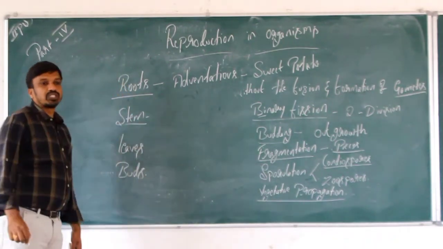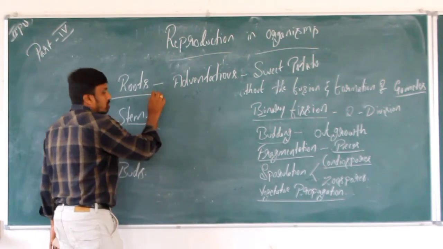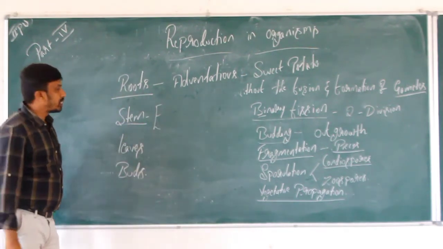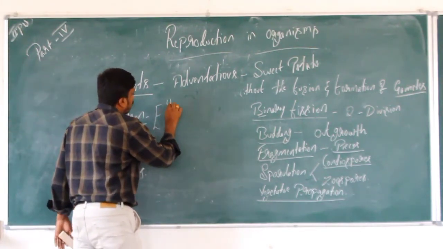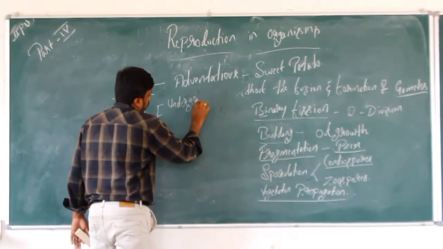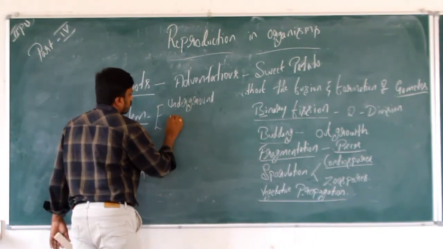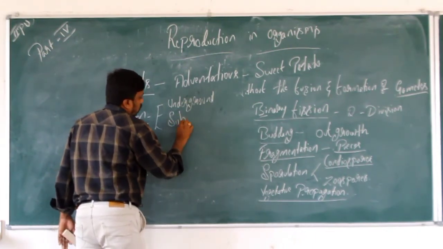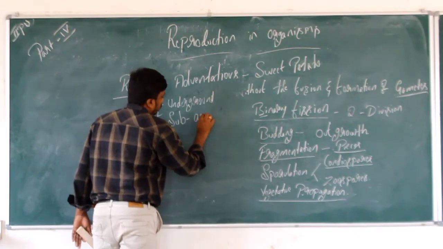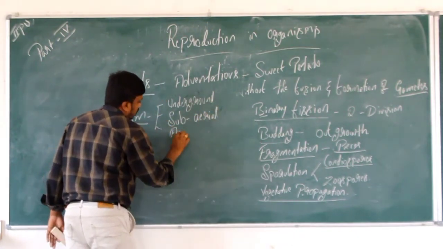Next, stem. Vegetative propagation by stem. The stem is of three types: one is underground, next subaerial, and the last one is aerial.